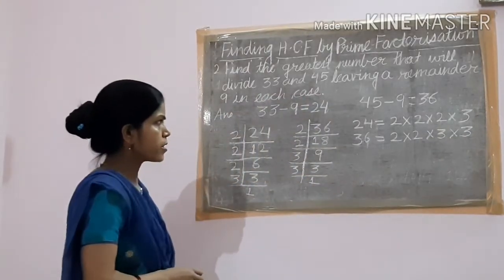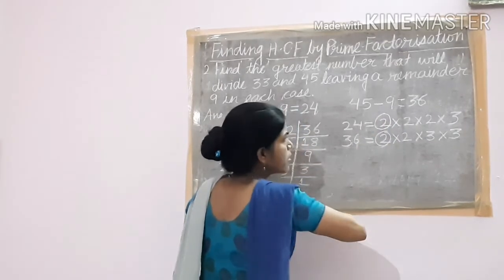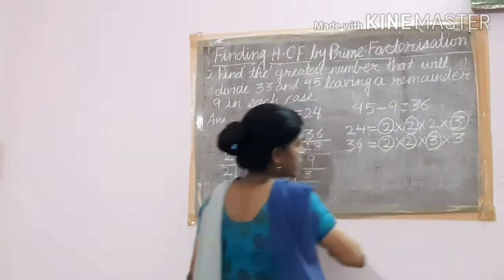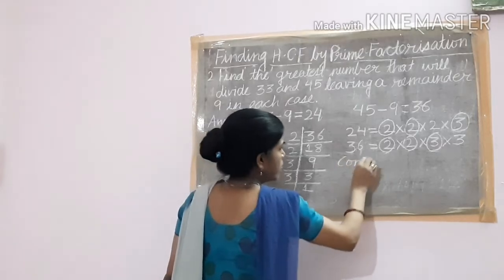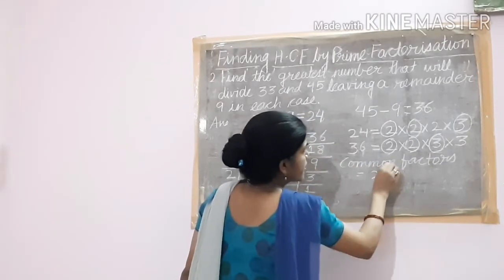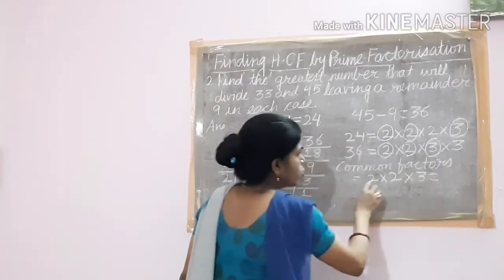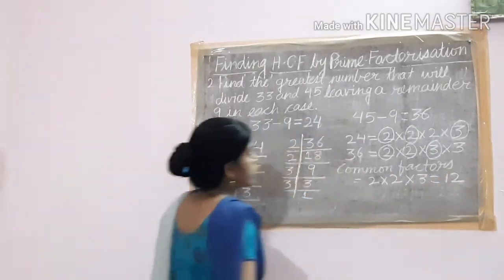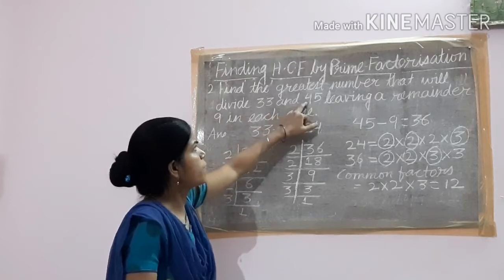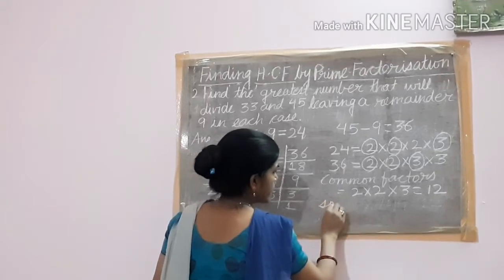Find out the common factors. Yes. 2 is here, common. Another 2 also, common. And 3 here. These are the common factors. So common factors you write down: 2 multiplied by 2 multiplied by 3. 2 twos are 4, 4 threes are 12. So here the greatest number is 12 that will divide 33 and 45, leaving a remainder 9 in each case. So the HCF is 12.